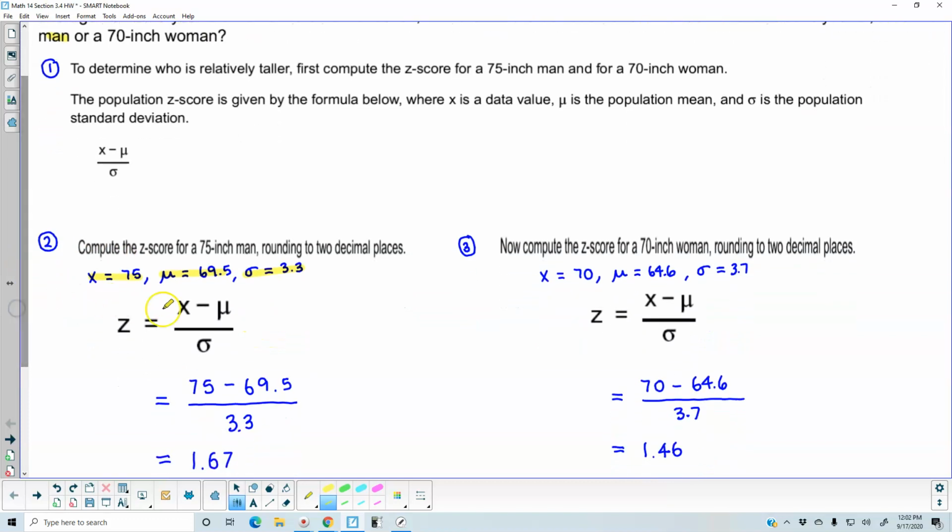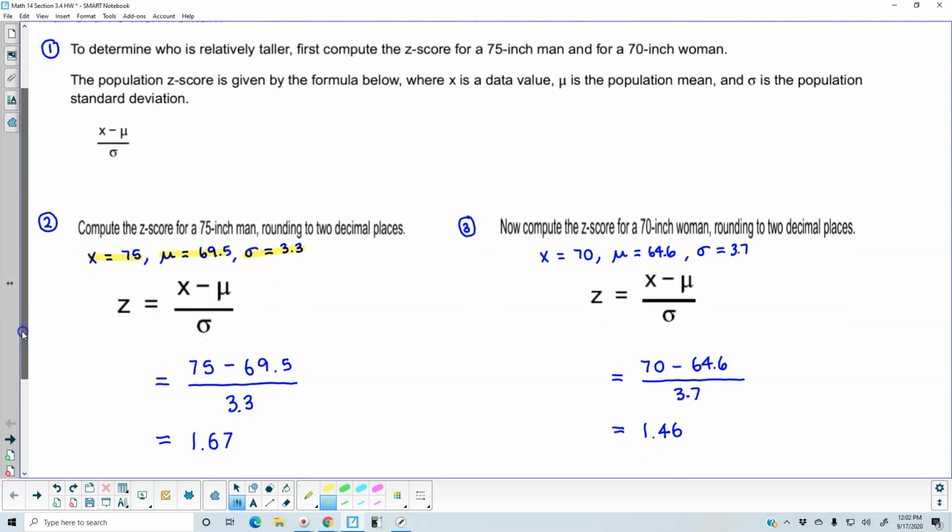And then what we're going to do is plug it into the z-score formula. x we know is 75, minus the population mean, which is 69.5, divided by the population standard deviation. So here we take 75, subtract 69.5, divide by 3.3, and we get a z-score of 1.67.